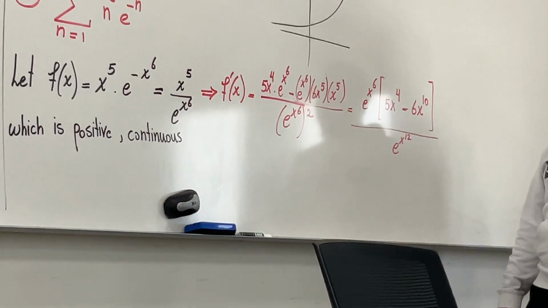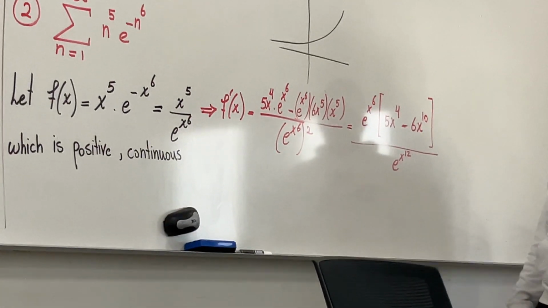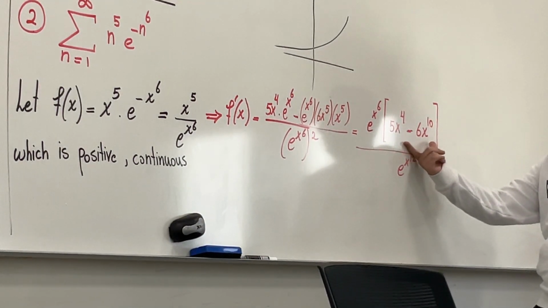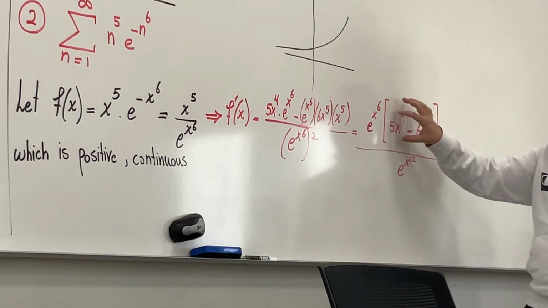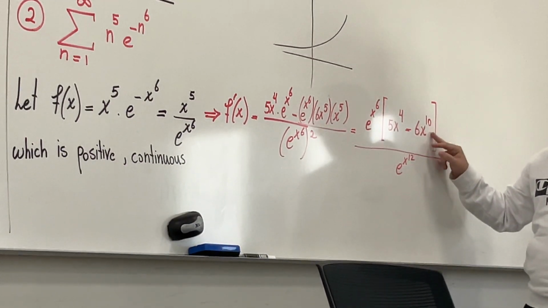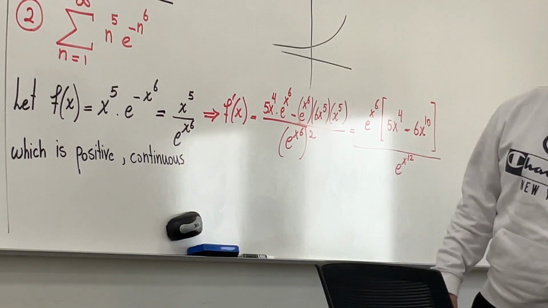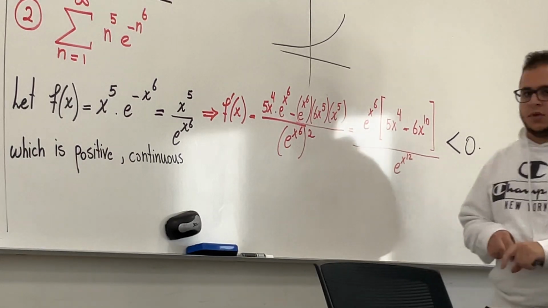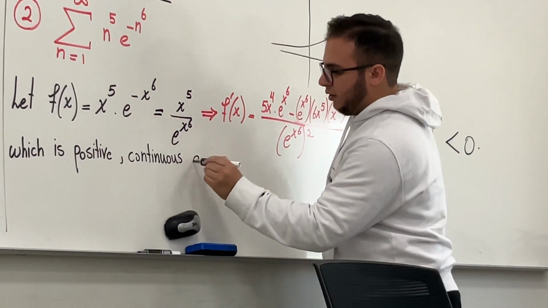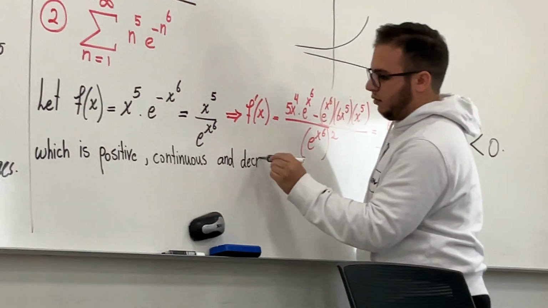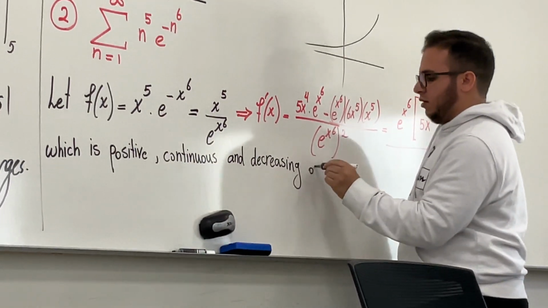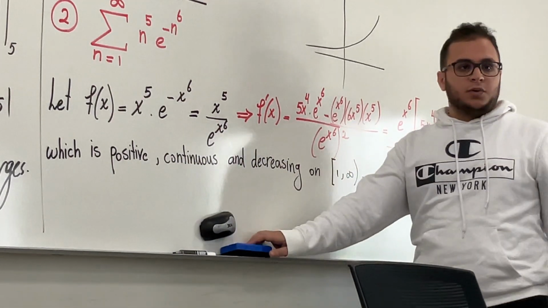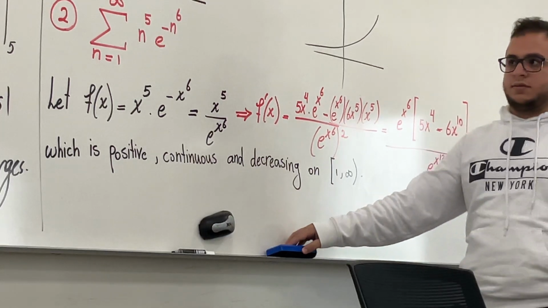Now what do I have? This is always positive, right? And this is always negative, right? Because you have a small number minus a much bigger power. So it's always negative. You can plug in and test if you want. So this is always less than 0. So it's positive, continuous, and decreasing on the interval 1 to infinity. Okay? Now, what will I do now? Take the integration. Okay? Take the integration.